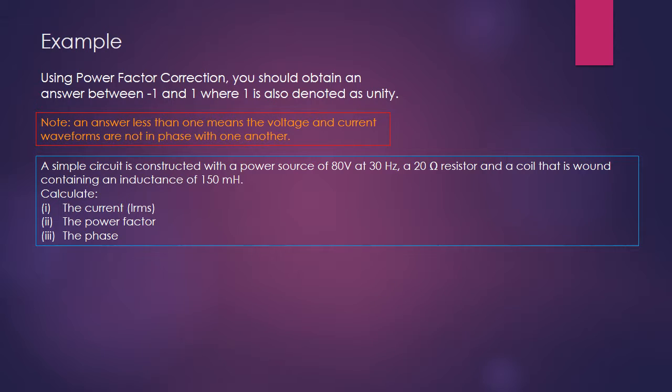Now to look at an example. Here we are given a simple circuit constructed with a power source of 80 volts at 30 Hz, a 20 ohm resistor, and a coil that is wound containing an inductance of 150 millihenries. We are asked to calculate the current, the power factor, and the phase.